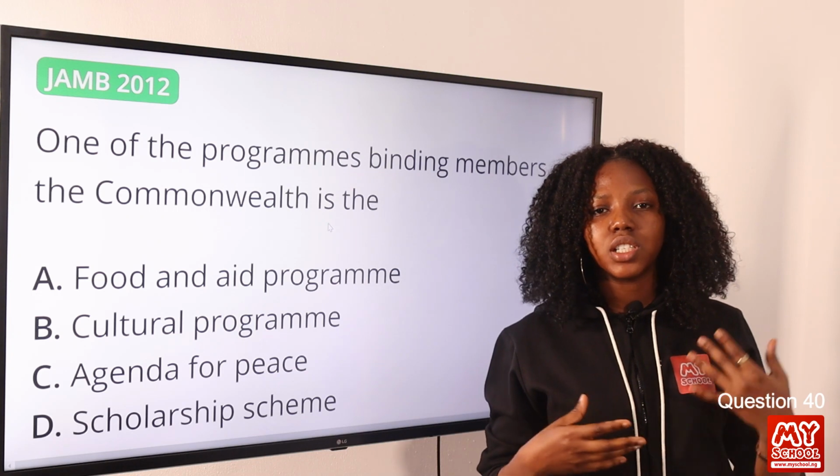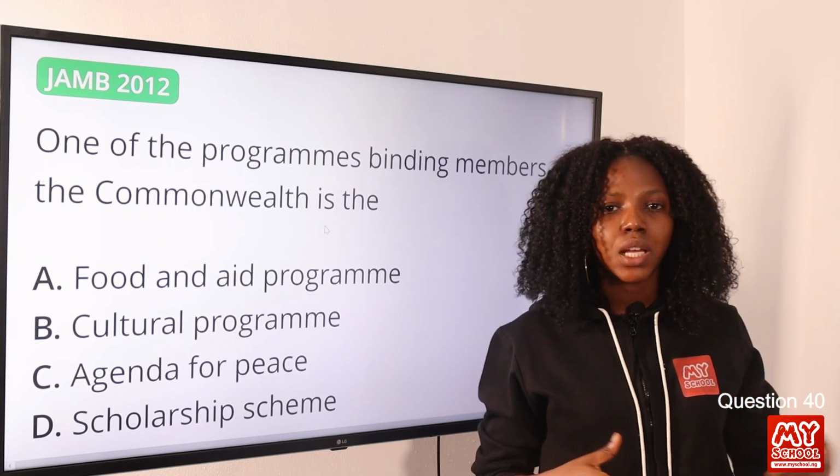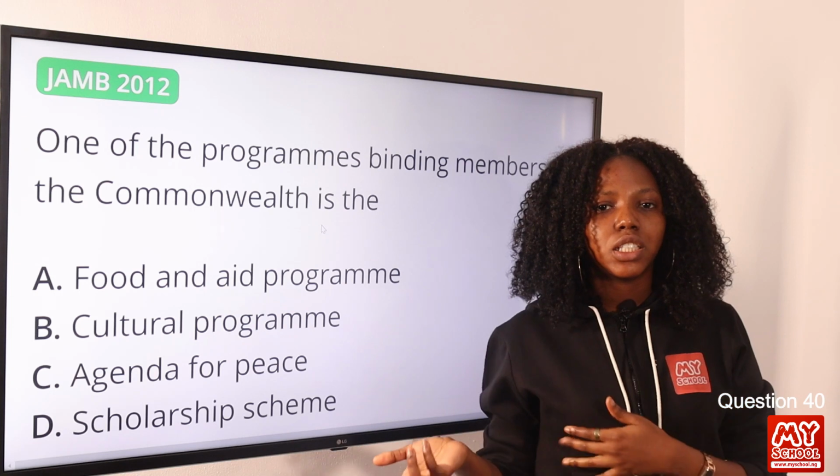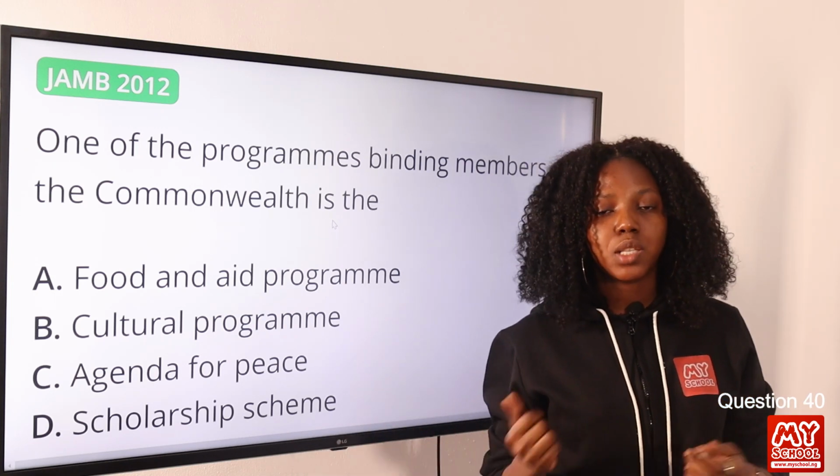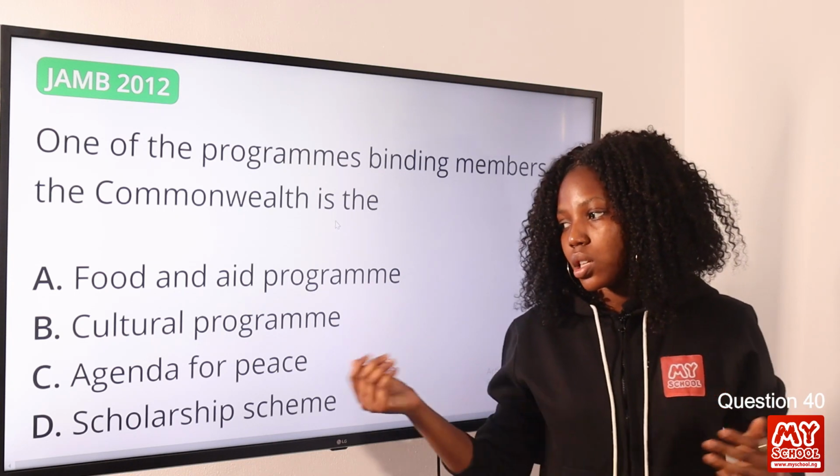So these territories or colonies were once colonized by Britain and later gained independence. One of the programs of this organization is peacemaking and peacekeeping. So option C is the correct answer to this question.